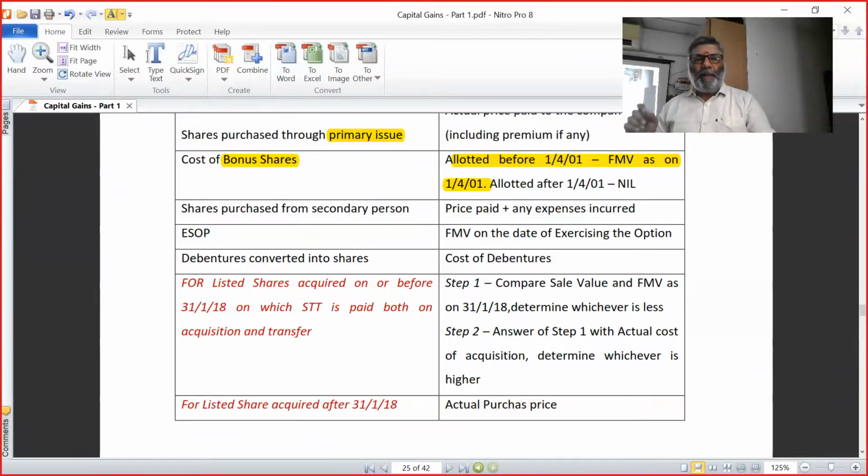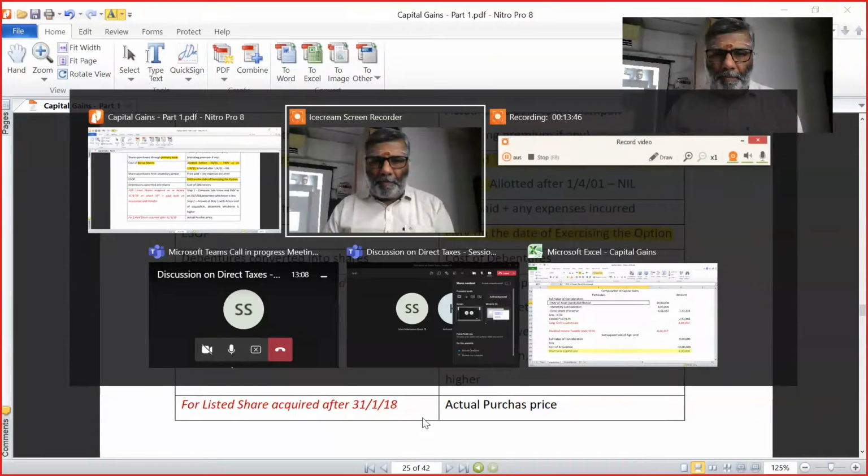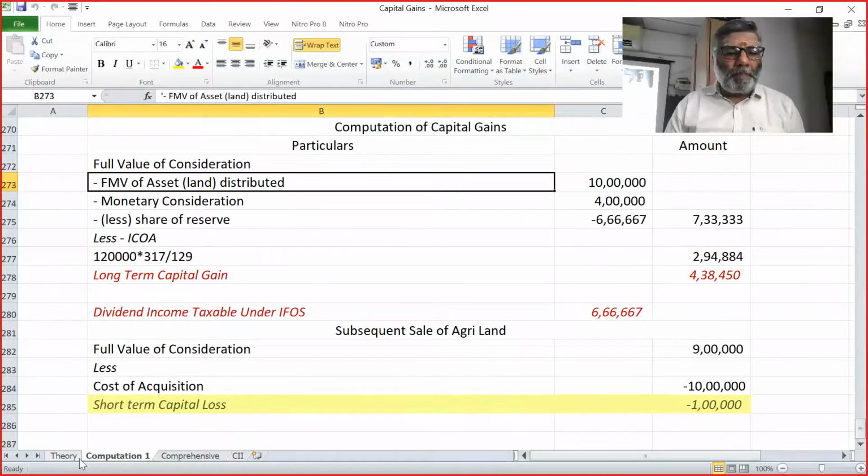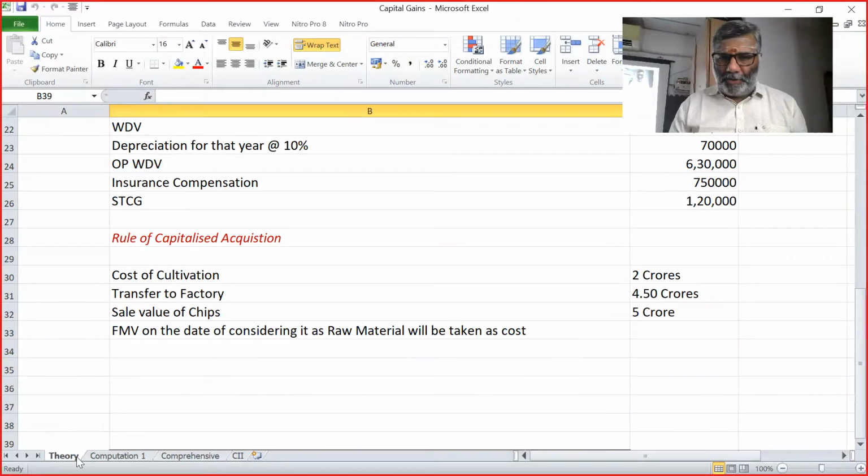ESOP. Okay. Employee stock option. Fair market value on the date of exercising the option, the day in which you are saying that I will go for this option. Debentures converted into shares, we all know cost of debentures. Okay, right? Just for your understanding.